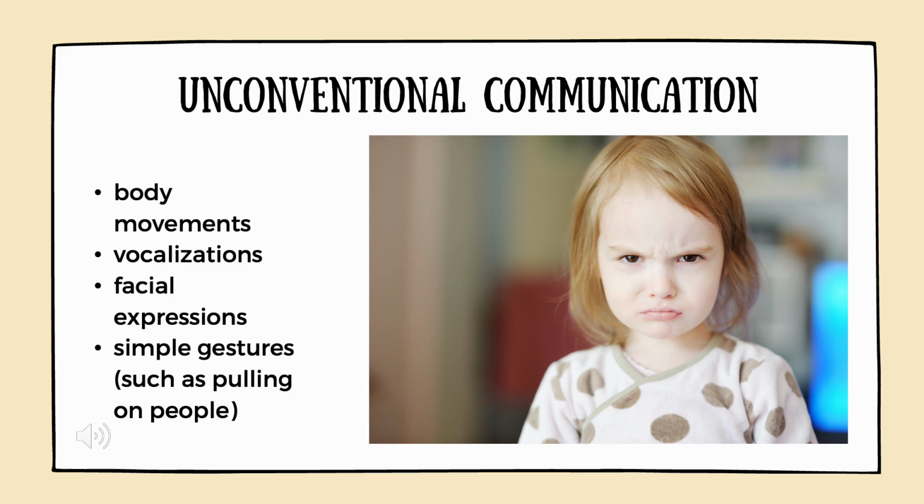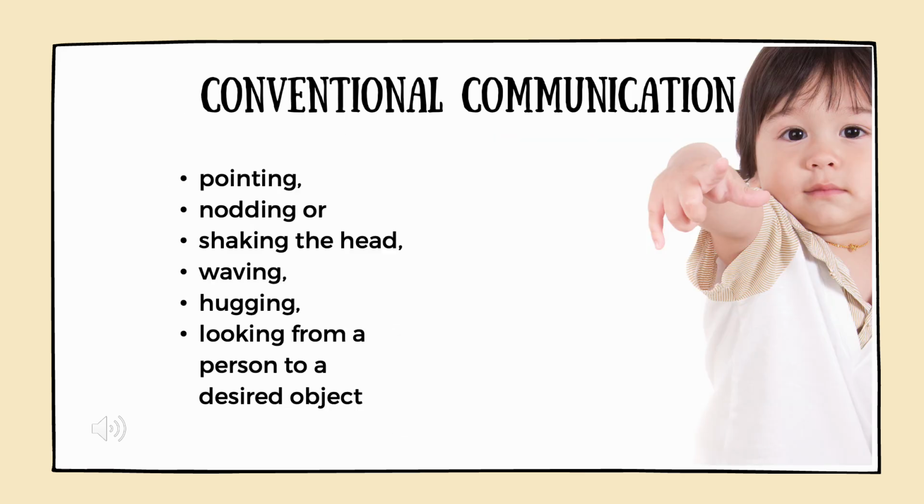These communication behaviors are not symbolic because they do not involve any sort of symbol, and they're unconventional because they're not socially acceptable or recognizable for us to use as we grow older. As a rule of thumb, when I'm trying to determine if a behavior is unconventional communication, I consider whether a stranger would understand what the child was communicating in that moment.